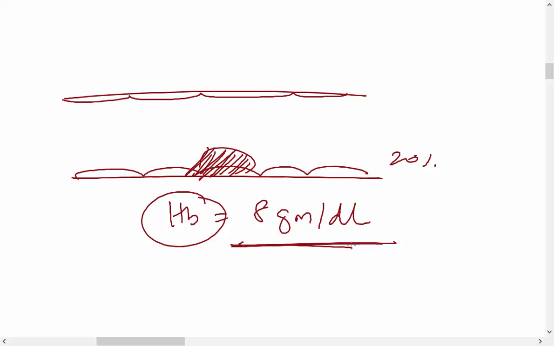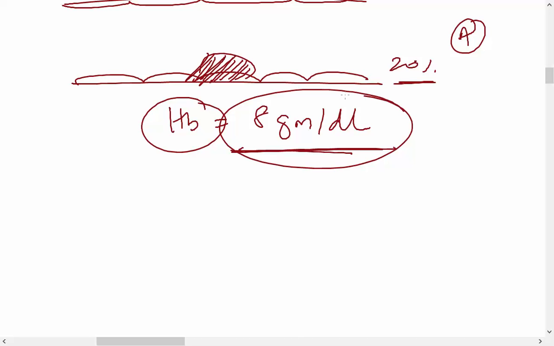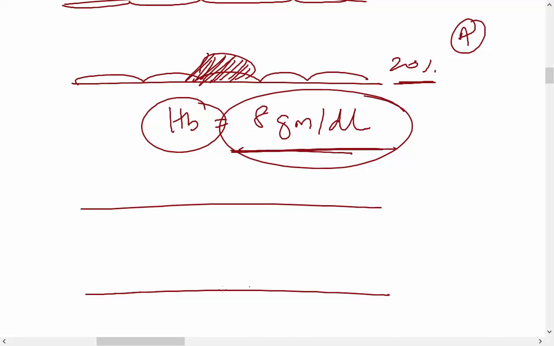Understand? So there are two persons. Person A has a 20% block and hemoglobin of 8 grams per deciliter. Another person also has the same 20% block but normal hemoglobin. Who will have more effect? The first one. Understand? So it depends upon the quality of the blood.